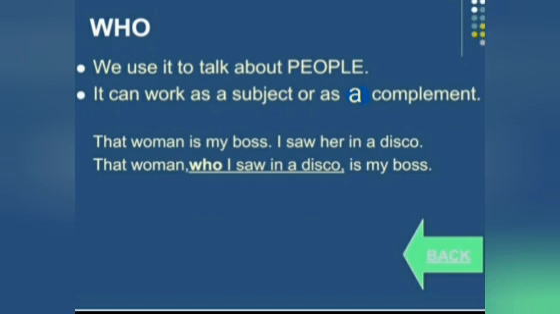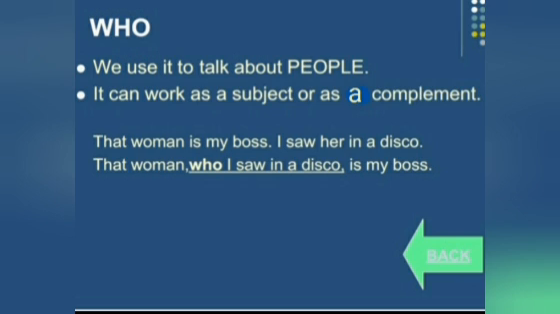Next we have who. We use it to talk about people. It can also work as a subject or as a complement. Like, that woman is my boss. I saw her in a disco. So we can write: that woman who I saw in a disco is my boss.